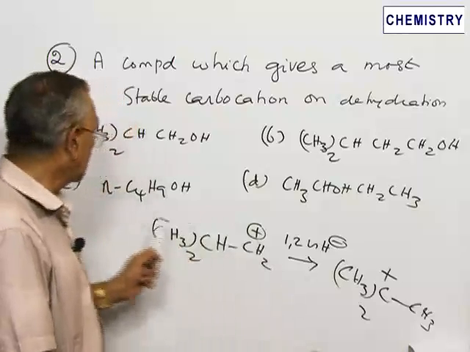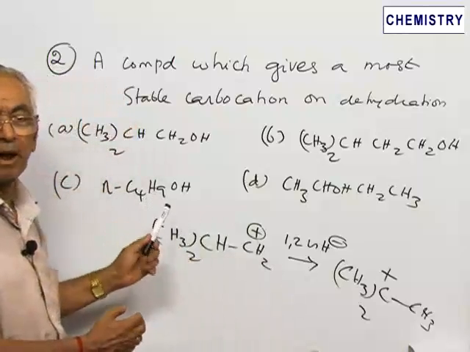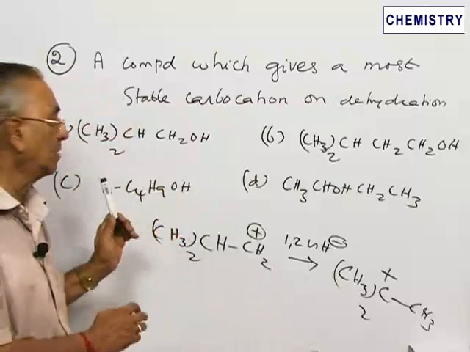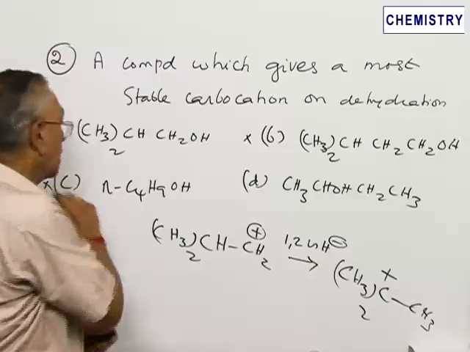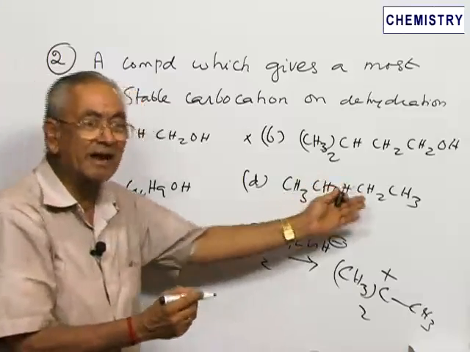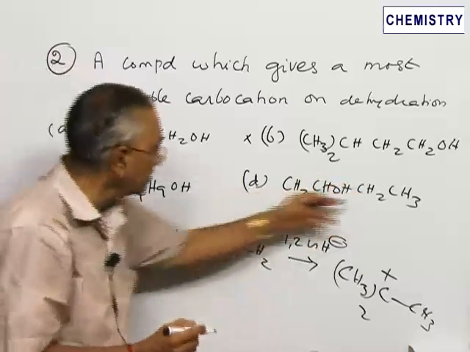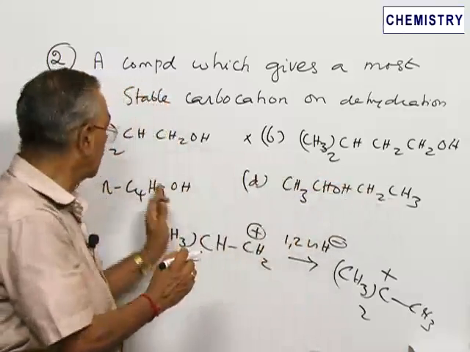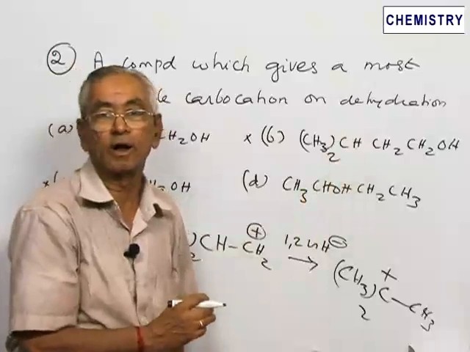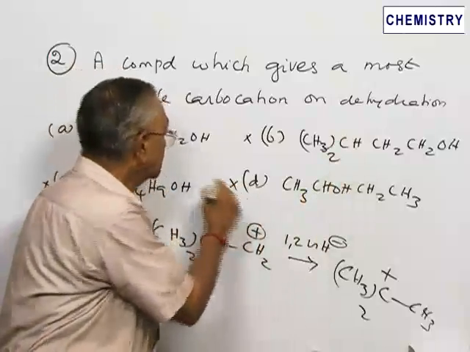Similarly, look at the third one, this is only n-propyl alcohol, there is no possibility of any rearrangement. Therefore, this is also ruled out. And looking at D, this is a secondary alcohol. This is a primary alcohol, the same C4H9, these 2 are isomers, only position isomers. One is a primary alcohol, the other is a secondary alcohol. That is all the difference. Therefore, this also doesn't give it.